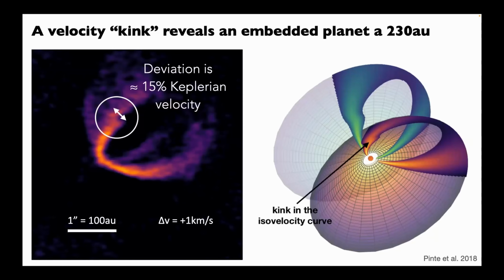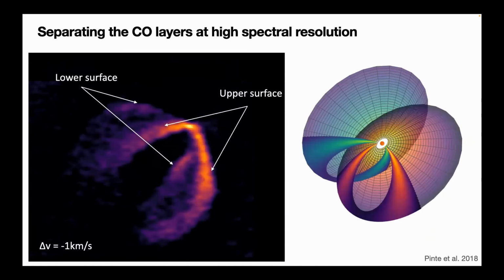The amplitude of the deviation is about 15% of the Kepler velocity, and you can use that to try to measure the mass of the planet. And the interesting thing is that on that side, you have a kink, but if you look on the other side, the symmetric side of the disk, there's no kink at all. So this deviation is really localized in the disk, which implies that it's something really inside the disk that's causing this deviation. So very likely a planet.